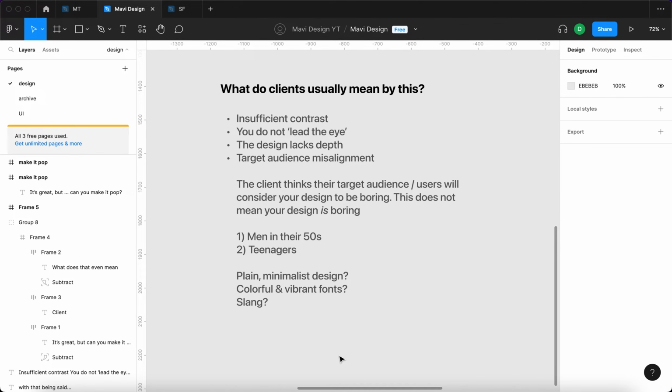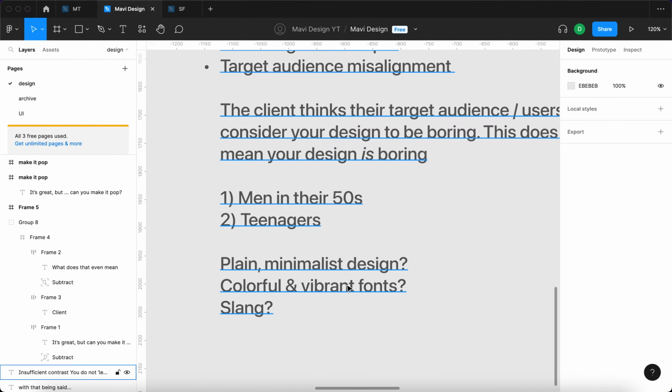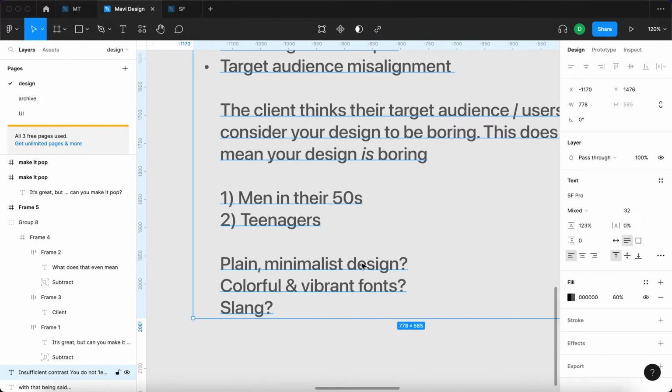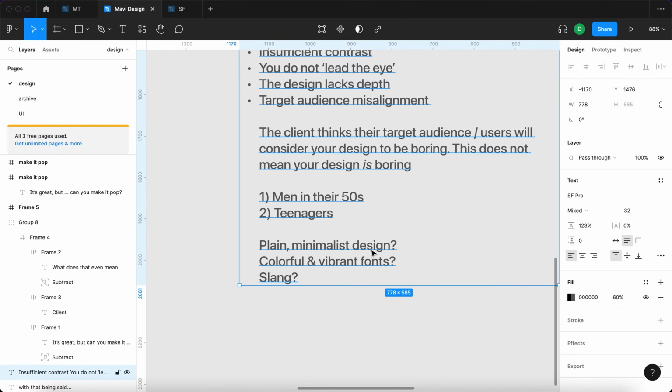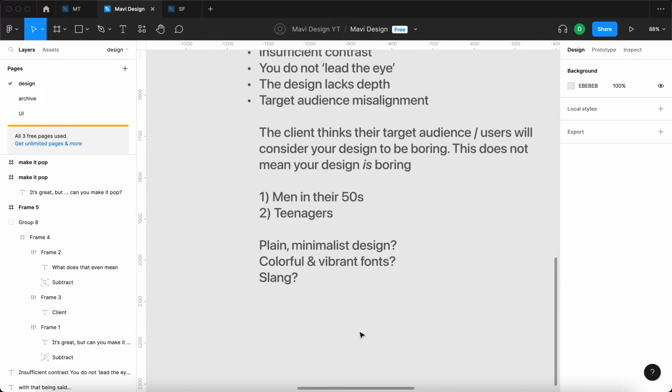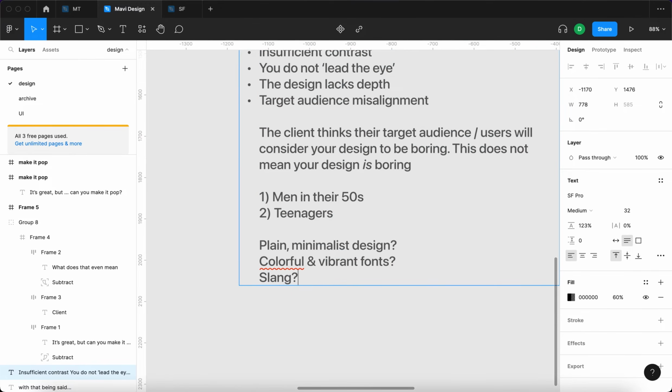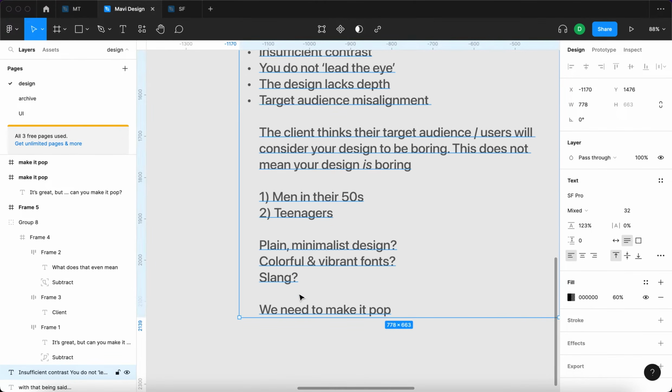Designing for as many people as possible, usually it's the case that I would associate colorful and vibrant fonts and slang with teenagers and plain and minimalist design with men in their 50s, right? So if your client is designing for group number 1, or actually for group number 2, and you provide them with a design best suited for someone in their 50s, then your client might look at your design and say, well, this is just simply too boring. We need to make it pop. Right? We need to make it pop. And we are back at square one.